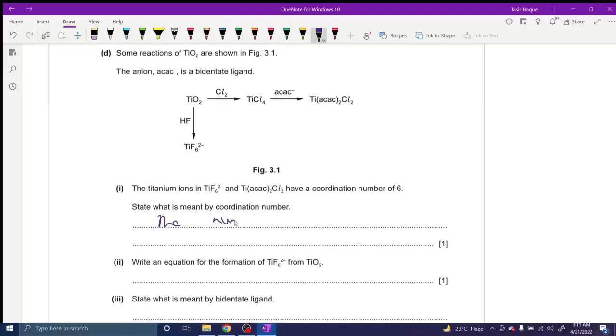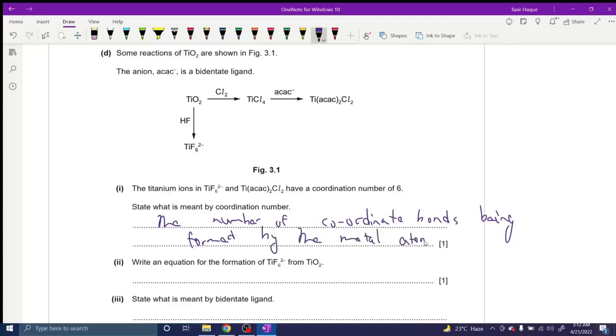So what is coordination number? It is actually the number of coordinate bonds being formed by the central metal atom or ion, okay? Write an equation for the formation of TiF6 2 minus from TiO2.